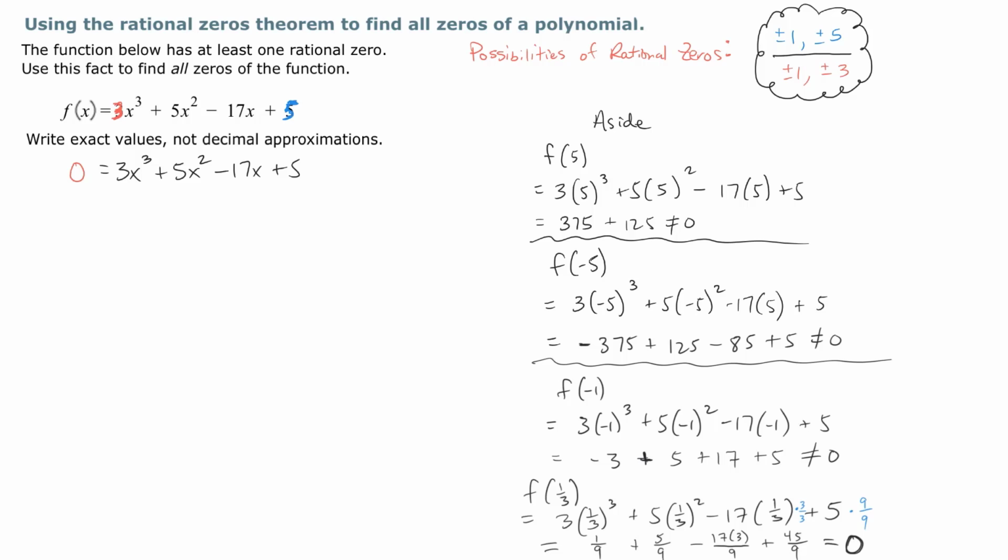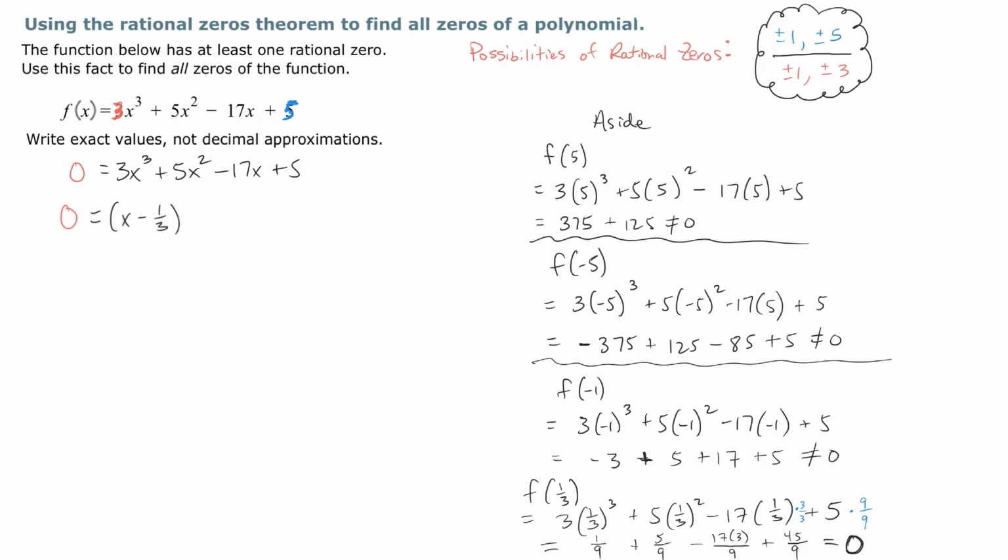Haha. Finally, we got it. Persistence pays off. What does that mean? That means we have a factor. 0 here is now equal to, what's our factor? Our factor here is x minus 1/3. Oh, but we don't know what's left. So I probably should have done synthetic division right off the bat.